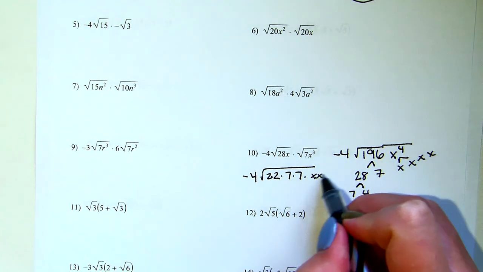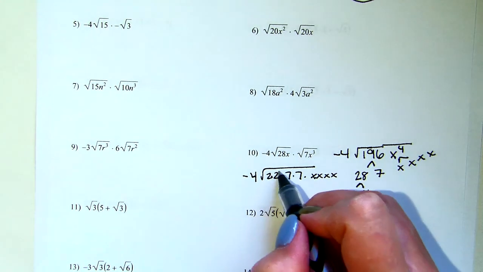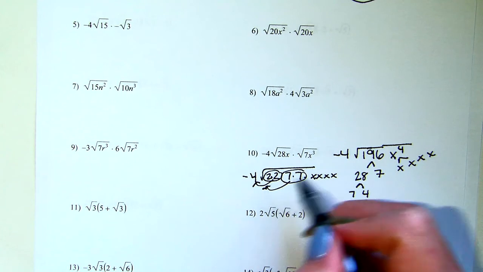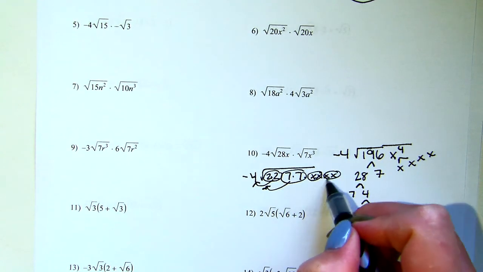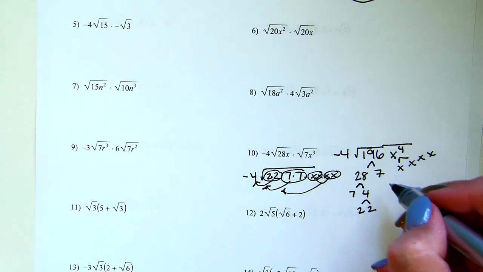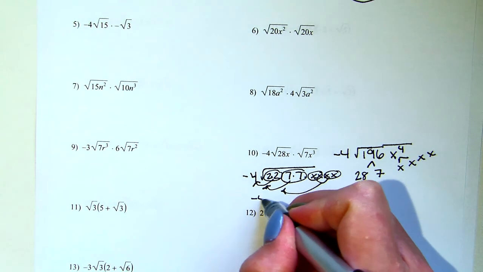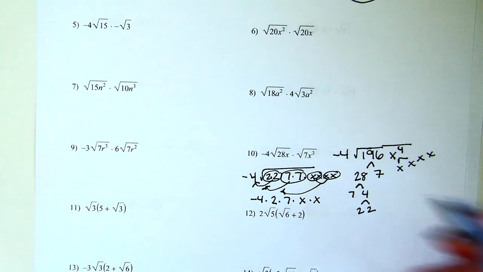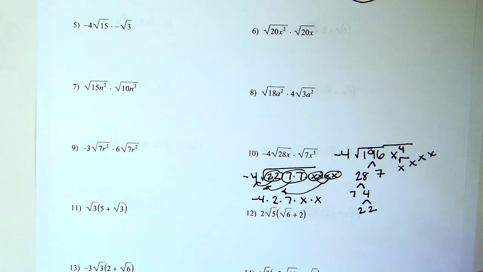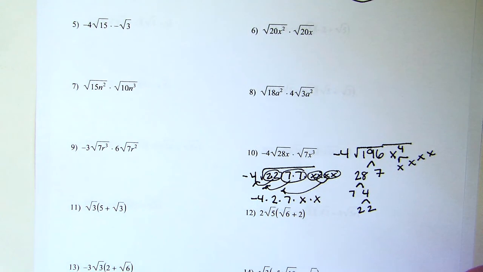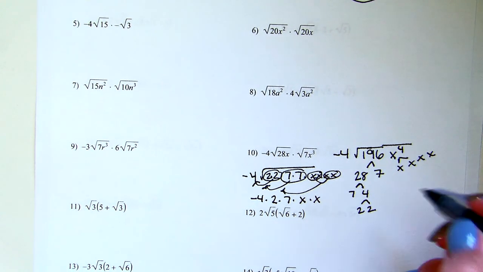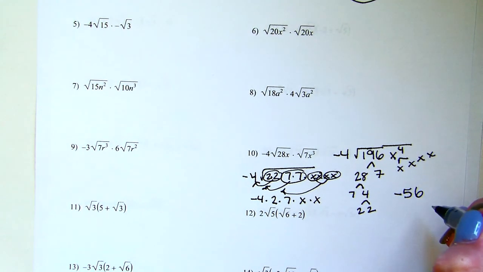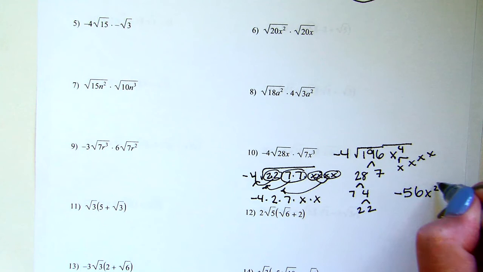Here we have a pair of 2's that can pull out. We have a pair of 7's that can pull out. And then we have 2 pairings of x that can pull out. Altogether, that's going to leave us with negative 4 times 2 times 7 times x times x. So we know that negative 4 times 2 is negative 8, and then negative 8 times 7 is negative 56. And then x times x, that's x squared. So our final answer is negative 56 x squared.